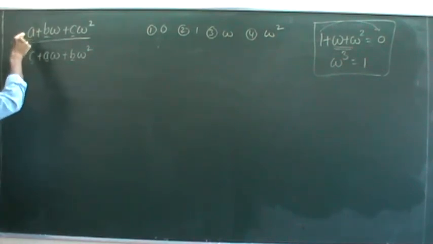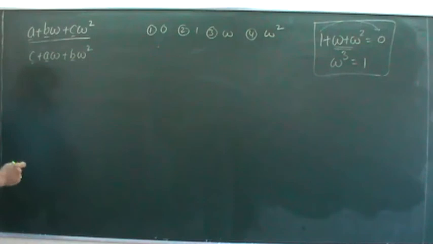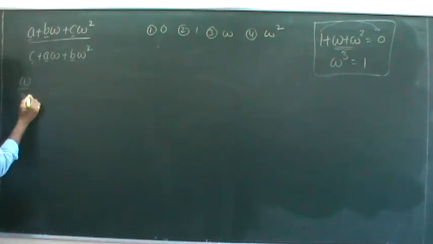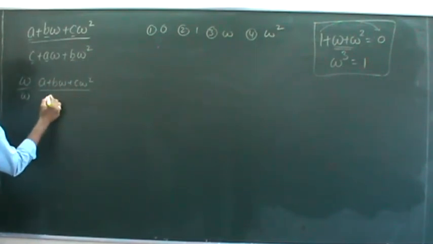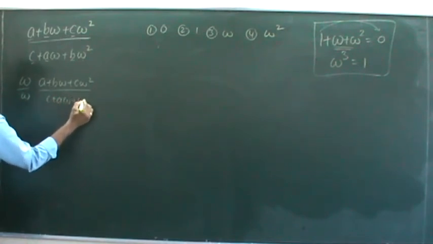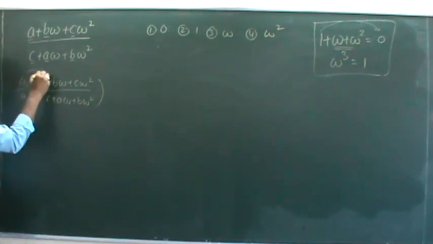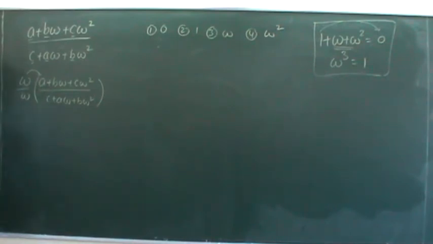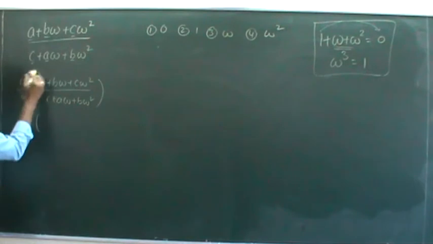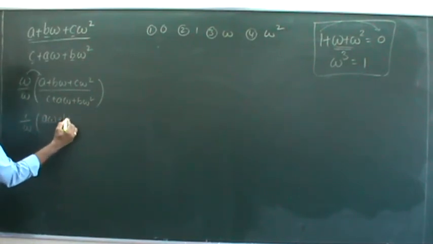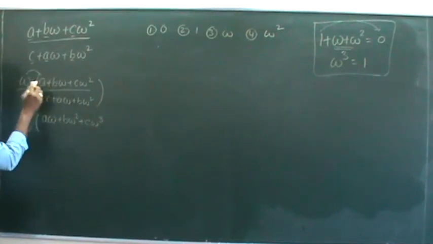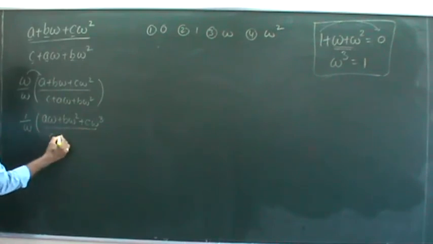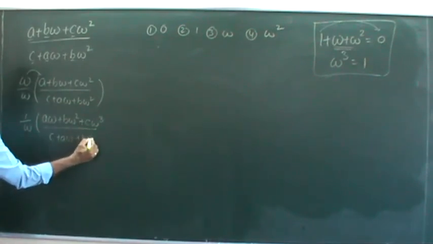Multiply and divide with omega, to both the numerator as well as the denominator. So you multiply the numerator with this omega. Then what happened? This one is 1 by omega. Multiply with omega: aω plus bω² plus cω³, by c plus aω plus bω².